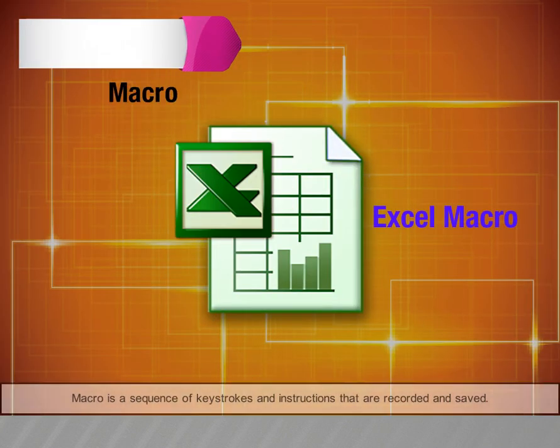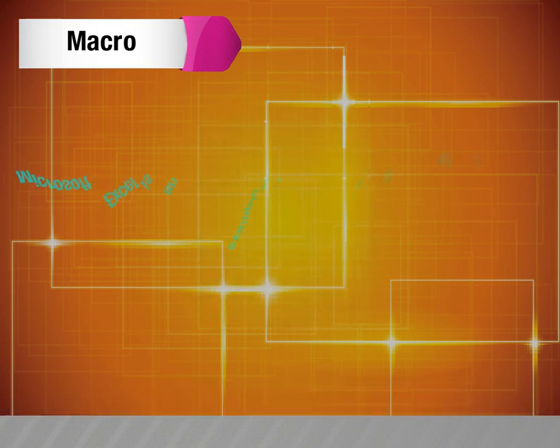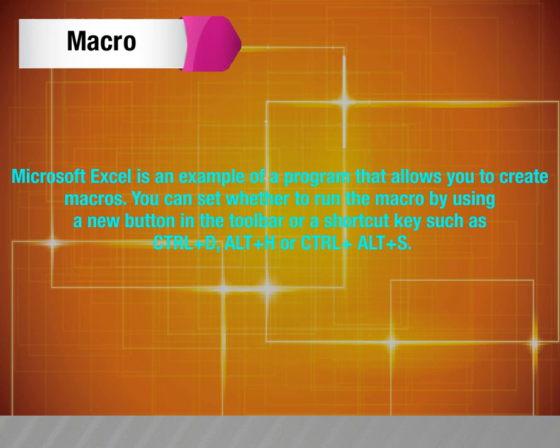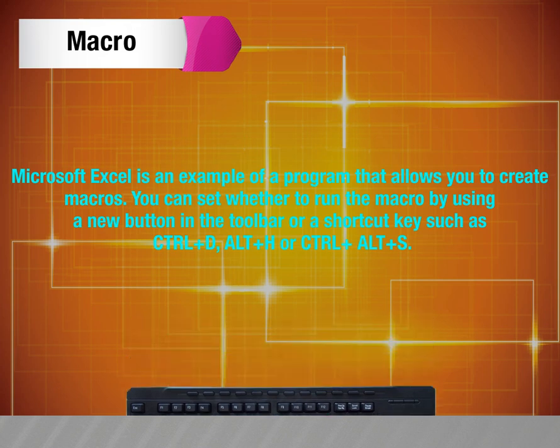Macro. Macro is the sequence of keystrokes and instructions that are recorded and saved. Microsoft Excel is an example of a program that allows you to create macros. You can set whether to run the macro by using a new button in the toolbar or a shortcut key such as Ctrl plus D, Alt plus H, or Ctrl plus Alt plus S.